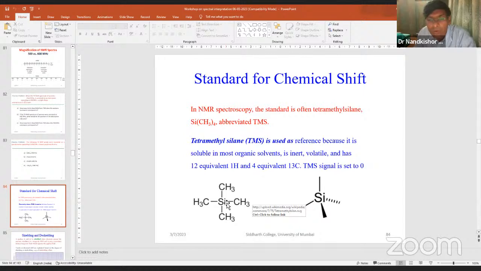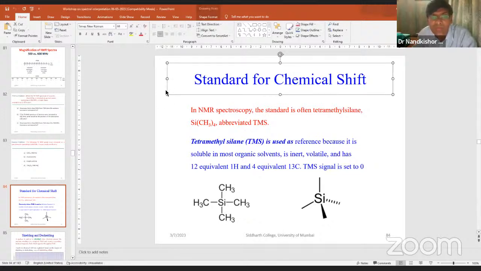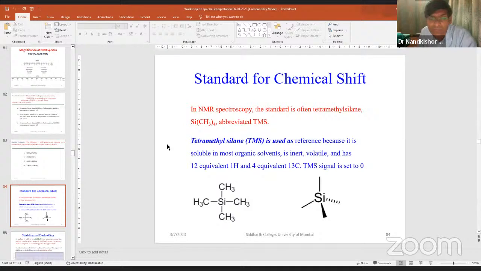Because of the electropositivity of silicon, most organic compounds containing carbon, hydrogen, oxygen, nitrogen or halogen are more electronegative than silicon, and they go away from zero, that is from the TMS standard. That's why TMS is said to be zero and is considered a reference in NMR spectroscopy. It is also non-toxic, easily removable just by giving some heat treatment, and easy to handle. That's why we prefer to use TMS as a standard.